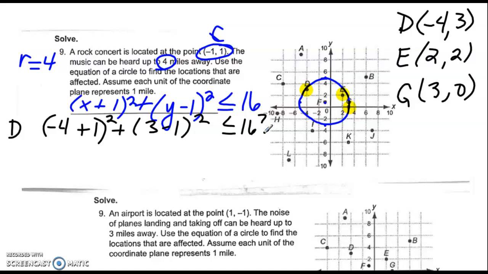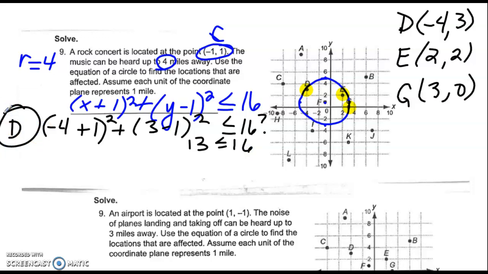I think I get -3 squared would be 9. 2 squared would be 4. 9 plus 4 is 13. Do you get 13, everybody? So 13 is less than or equal to 16. So D is one of the locations that will be affected.